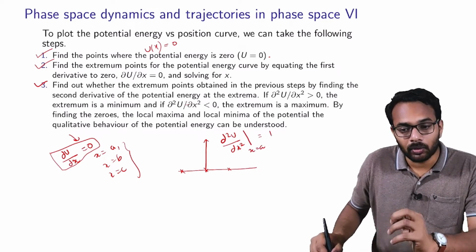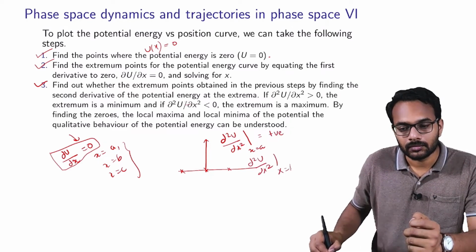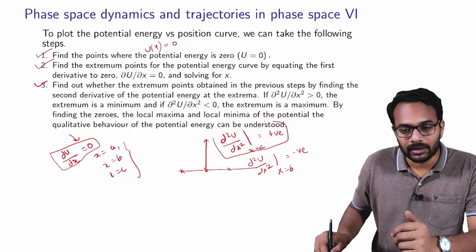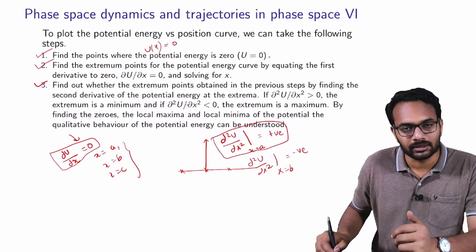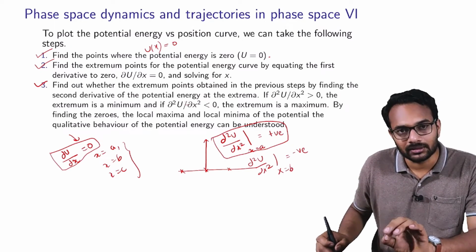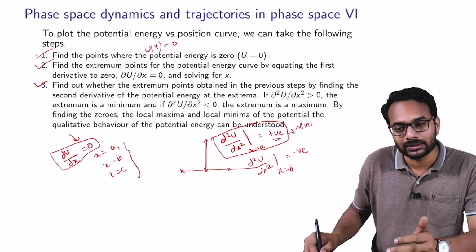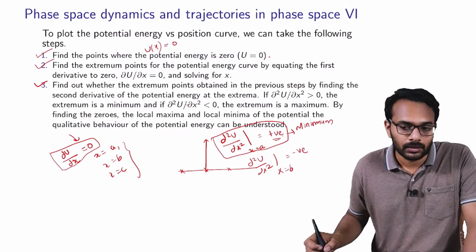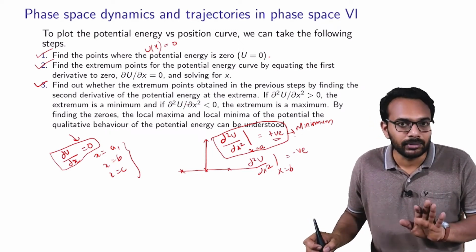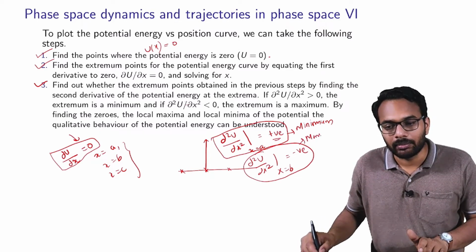If it's positive, then it's a minimum. If it's negative, then it's a maximum. This is the rule. At each extremum point we already have, you take the point and find the second derivative at that point. If the second derivative is positive at an extremum point, then that extremum is a minimum. If the second derivative is negative at an extremum point, then that extremum is a maximum.